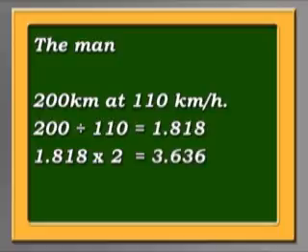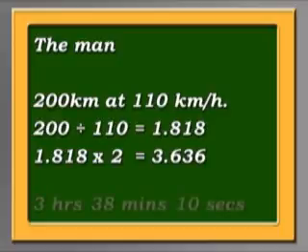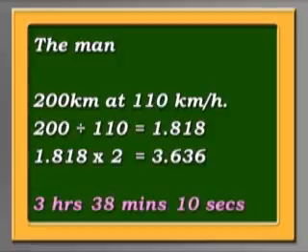3.636 hours. Now that's a decimal, and you should be able to convert a decimal to hours, minutes and seconds by now. But believe me, it's 3 hours, 38 minutes and 10 seconds.